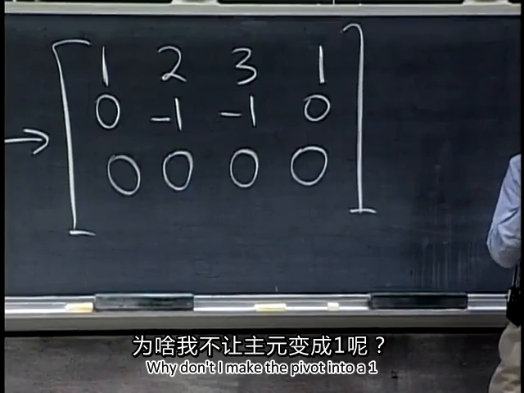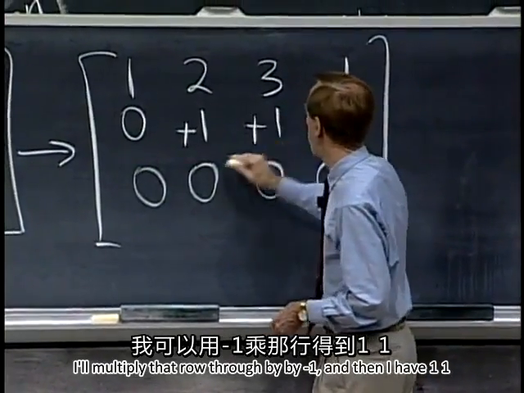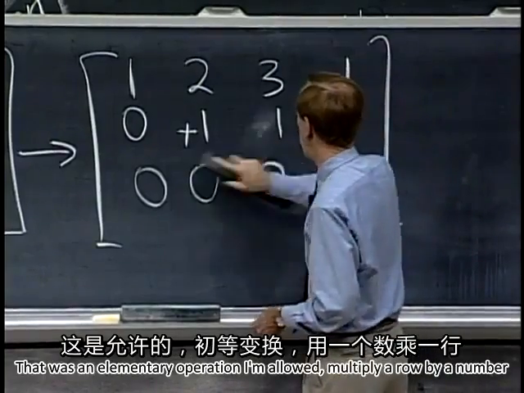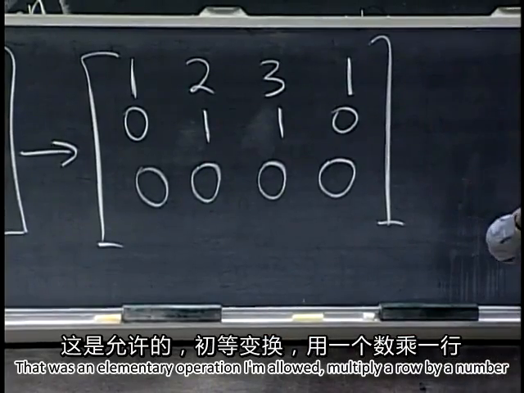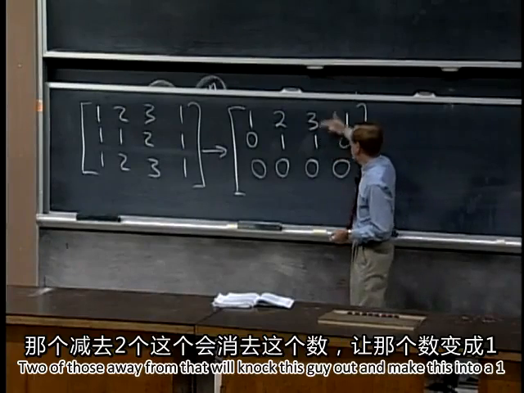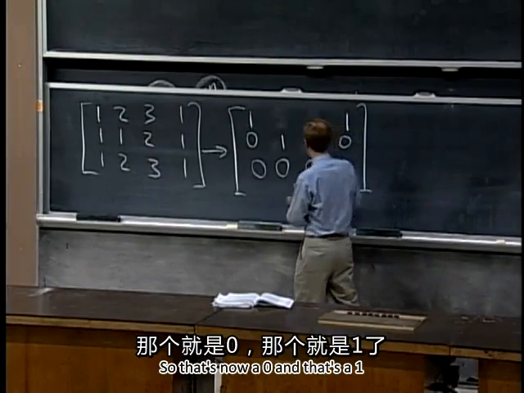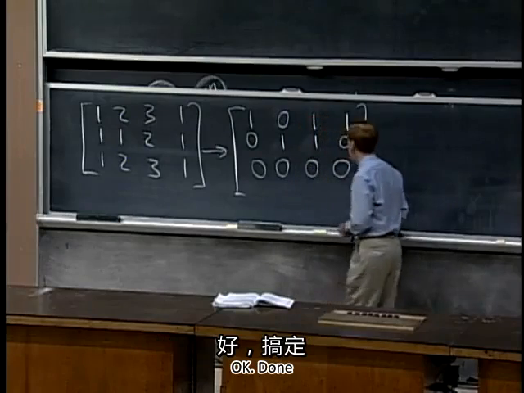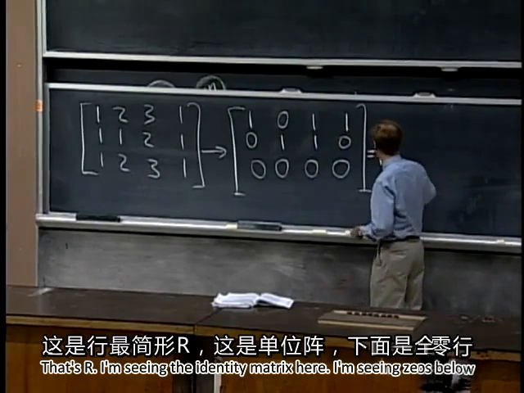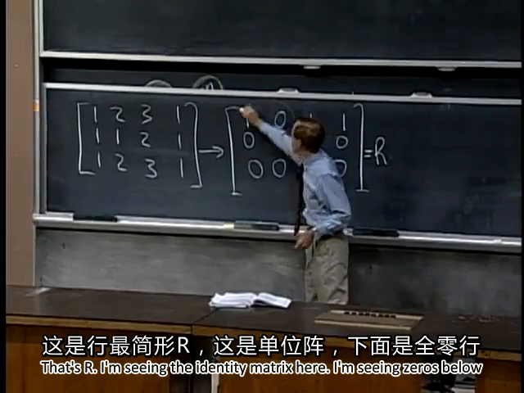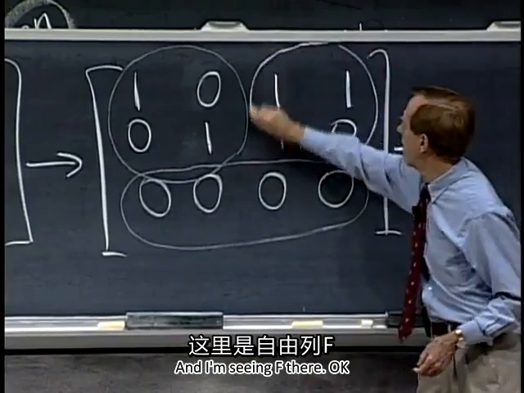Why don't I make the pivot into a 1? I'll multiply that row through by minus 1, and then I have 1, 1. That was an elementary operation I'm allowed. Multiply a row by a number. And now I'll do elimination. 2 of those away from that will knock this guy out and make this into a 1. So that's now a 0, and that's a 1. Okay. Done. That's R. I'm seeing the identity matrix here. I'm seeing zeros below. And I'm seeing F there.